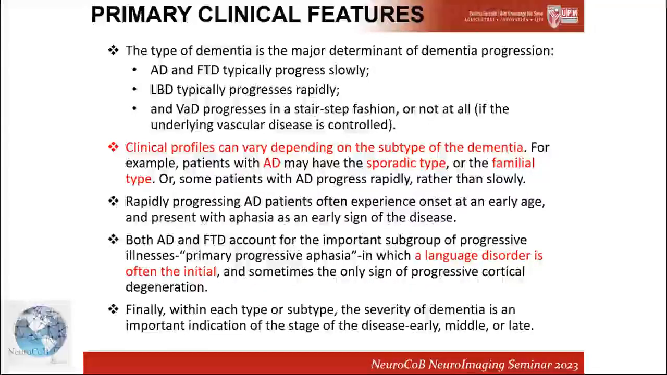Both Alzheimer and also FTLD account for the important subgroup of progressive illnesses, which is the primary progressive aphasia, in which a language disorder is often the initial presentation. Finally, within each type or subtype, the severity of dementia is an important indication of the stage of disease: early, middle, or late.